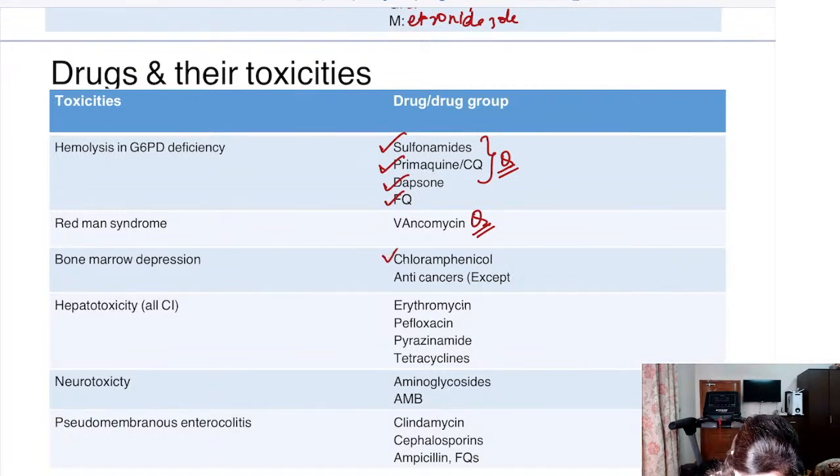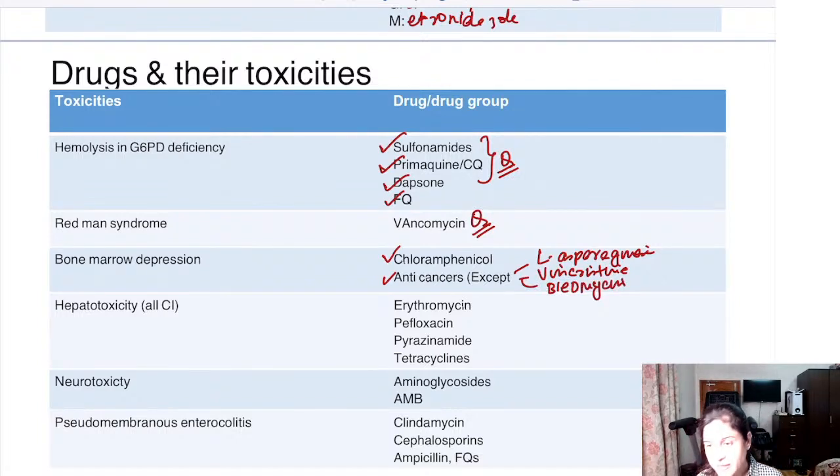Bone marrow depression: chloramphenicol, anti-cancers, except, so remember the last time I told you, almost all the anti-cancers have a general tendency to cause bone marrow depression, except three drugs which have a bone marrow sparing effect. So those are L-asparaginase, okay? Vincristine and bleomycin. Very good, Arnav. Yes. So all these three have bone marrow sparing effect. So chloramphenicol, anti-cancer, and one more you can remember, even linezolid. Okay, this can also cause bone marrow depression. So these three will be important for this.